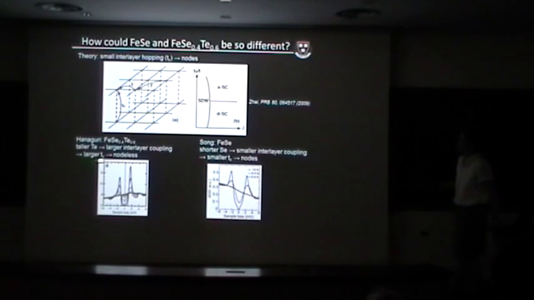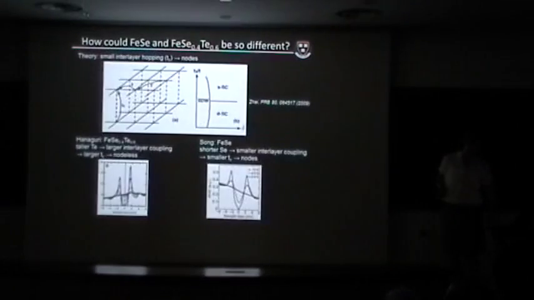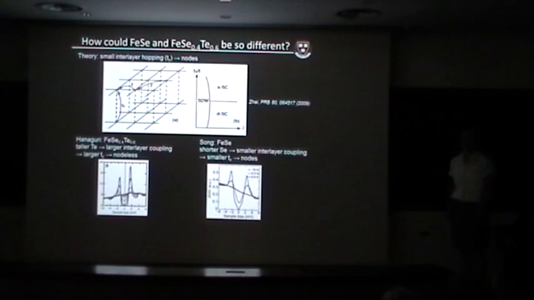And so in particular, for the Sun experiment, they have all selenium, which are shorter, smaller atoms, smaller interlayer coupling, smaller interlayer hopping, and empirically they see nodes, whereas for Hanaguri they have taller tellurium, which leads to their layers being more closely coupled and larger interlayer hopping and a nodeless material. So yeah, I think that's it. Thanks.